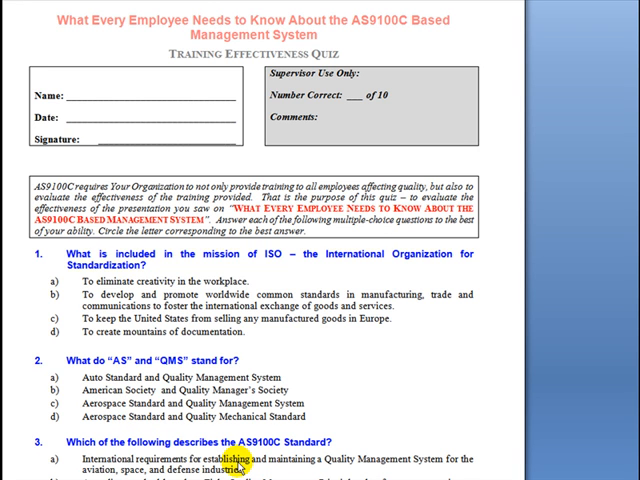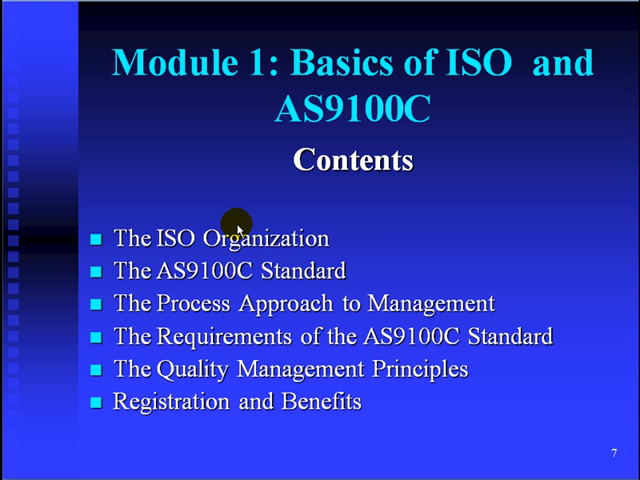Now let's take a look at some of the contents of each of the 3 modules. Module number 1 covers the basics of AS9100 C. We'll begin by looking at the ISO organization. We'll cover what the AS9100 C standard is and what area of the organization it covers.